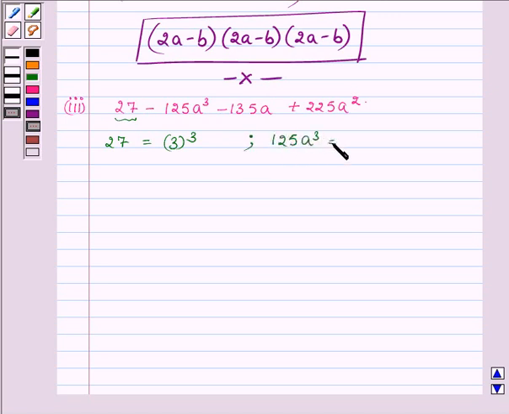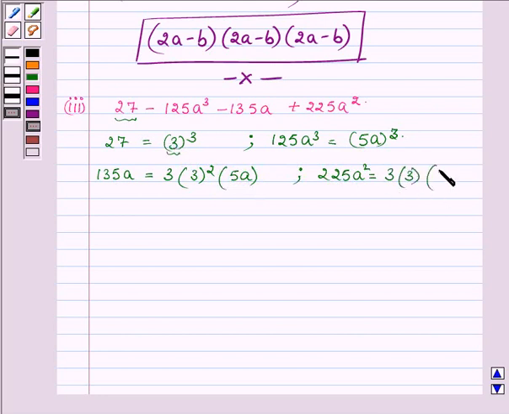125a cube can be written as 5a whole cube. 135a can be written as 3 into 3 square into 5a, and 225a square can be written as 3 into 3 into 5a whole square.